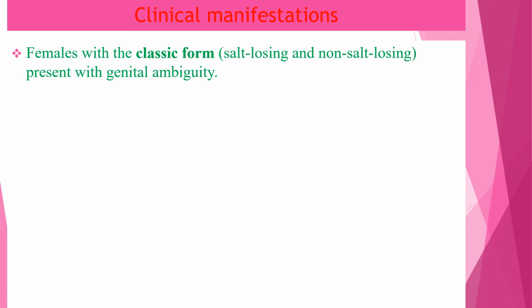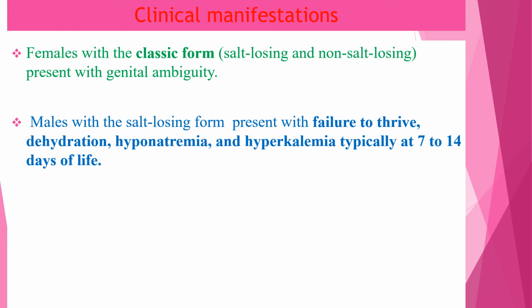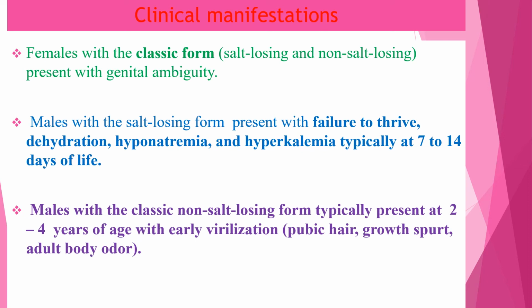When we see the clinical manifestation of 21-hydroxylase deficiency, females with the classic form, salt-losing and non-salt-losing, present with genital ambiguity. Males with the salt-losing form present with failure to thrive, dehydration, hyponatremia, hyperkalemia, typically at 7 to 14 days of life. Males with the classic non-salt-losing form typically present at 2 to 4 years of age with early virilization, such as development of pubic hair, growth spurt, adult body odor, and the like.